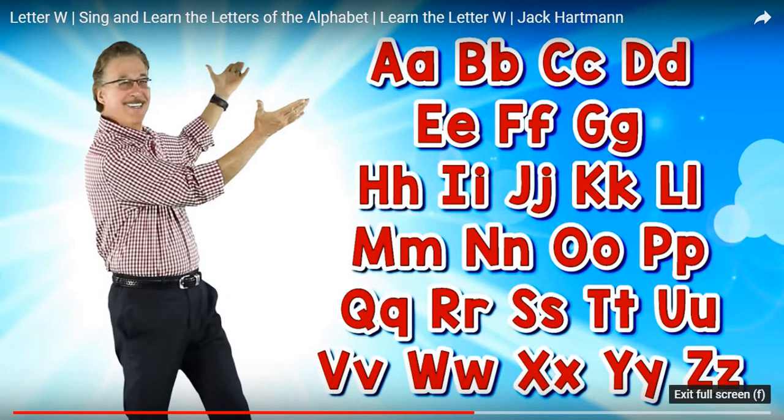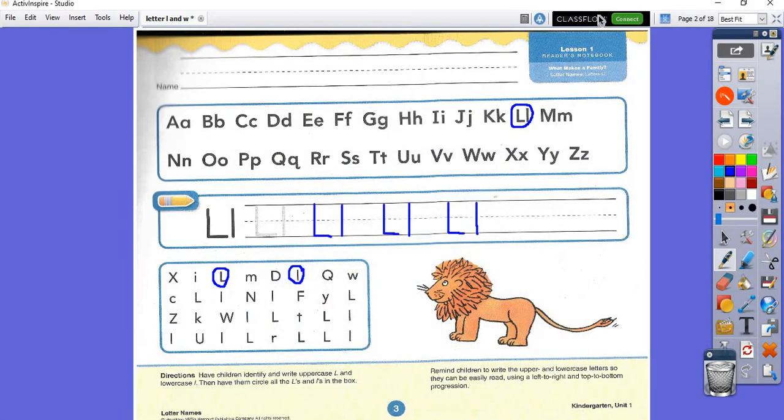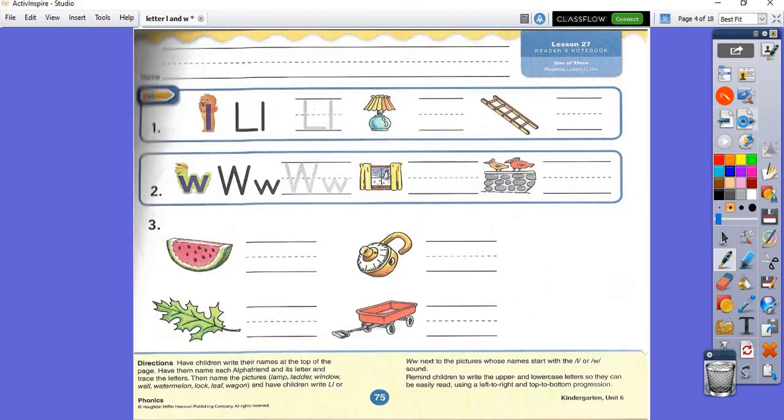Did you enjoy the song, children? Yes, now we are going to do our worksheet. Let's see what we have next. We have here letter L and letter W pictures. Are you ready to do with me? L is for lion. L, lion. L, lamp.